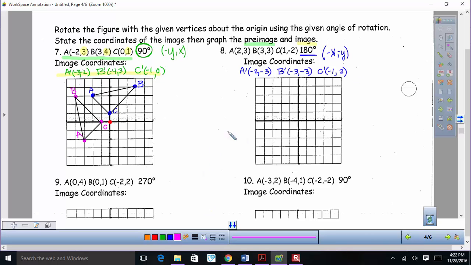So let's graph our pre-image. So 2, 3, 3, 3. And 1, -2.